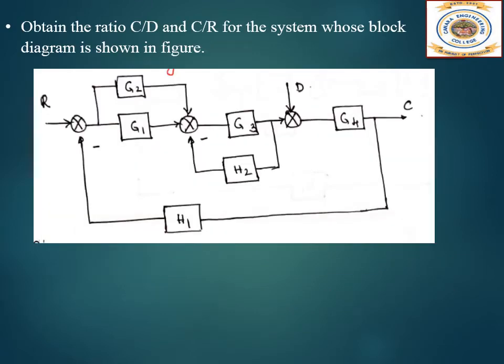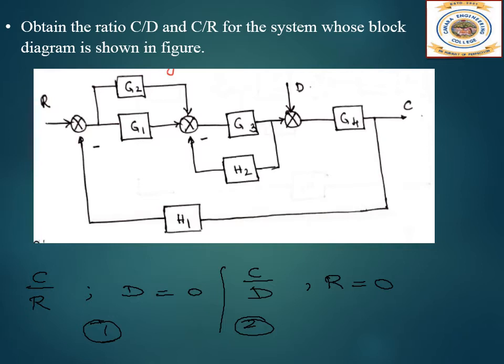The question here is, you have to obtain C by D and C by R for the system whose block diagram is shown in the figure. First we will do C by R, the normal one, how we find the closed loop transfer function. Here again two inputs are there, but both cannot be active at the same instant. So when finding C by R, we take D equal to 0, and when finding C by D, we take R equal to 0. This is the first case and this is the second case.